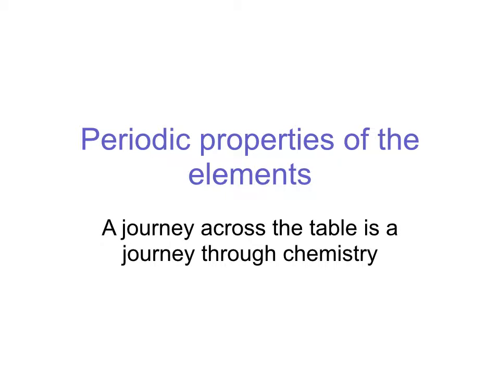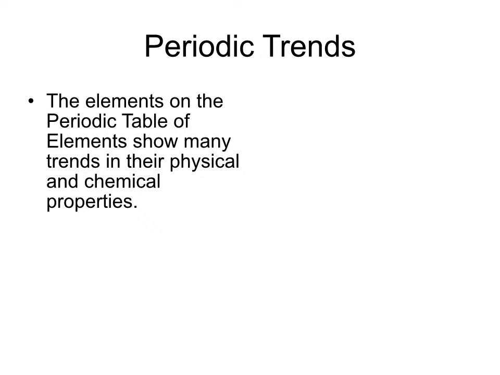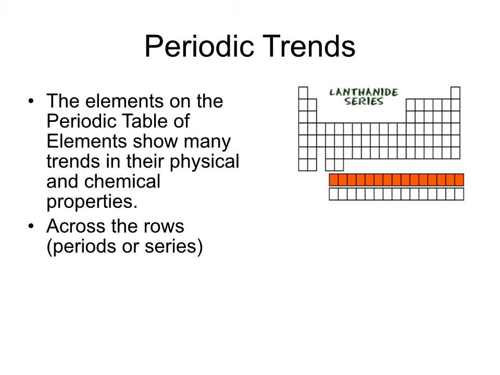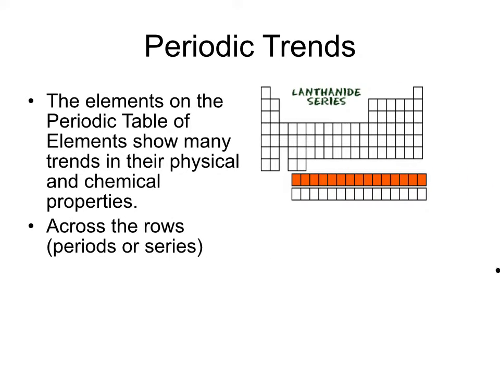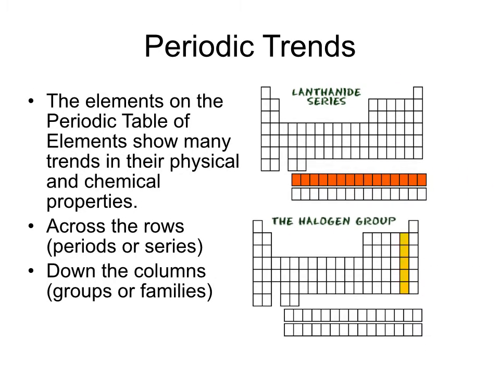This is periodic properties of the elements. A journey across the periodic table is like a journey through chemistry, which might be the corniest thing I've said at least this week. All right. The periodic table is organized in a particular fashion, and that organization is important because it highlights some of the physical and chemical properties of the elements. They can be in periods, which goes across the row, or down the column, which we call a group.